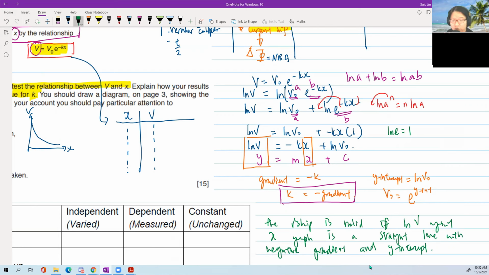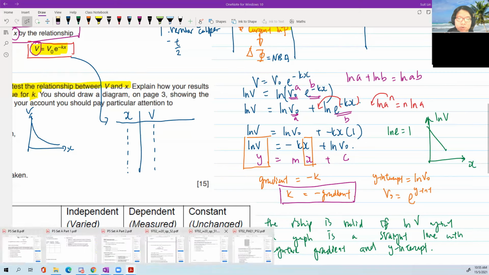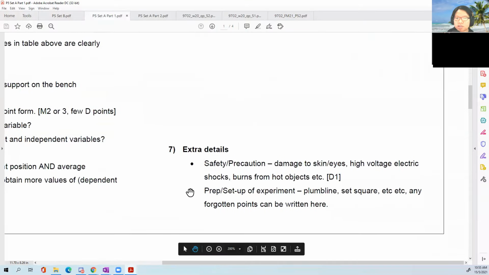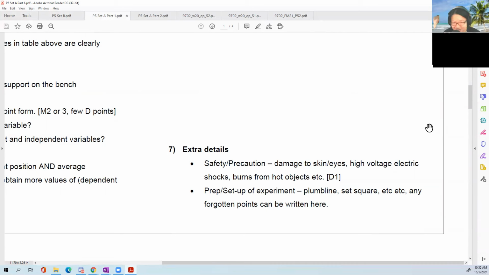Don't just say straight line, because this straight line doesn't pass through the origin. We're going to expect to get a graph like this, ln v against x. Once you have done that, any extra detail, such as safety or precaution, always think about your skin and your eyes. Wear gloves, wear goggles. If you don't know what to write, just spam everything. Normally, there could be high voltage electric shock, or hot objects.